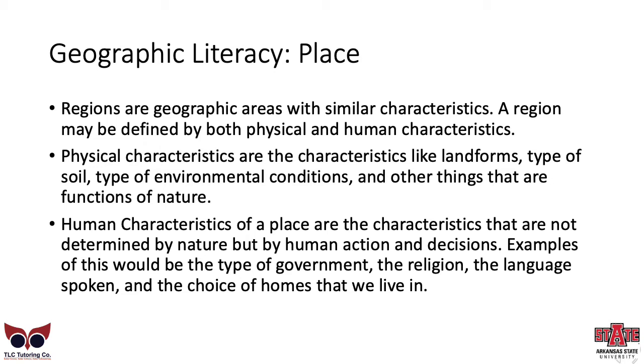Physical characteristics are the characteristics like landform, types of soil, type of environmental conditions, and other things that are functions of nature. Human characteristics of a place are the characteristics that are not determined by nature, but by human actions and decisions. Examples of this would be type of government, the religion, the language spoken, and the choice of homes that we live in.